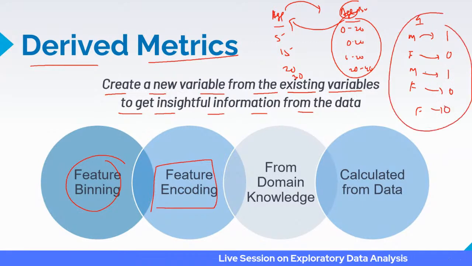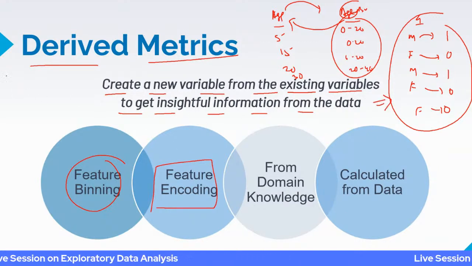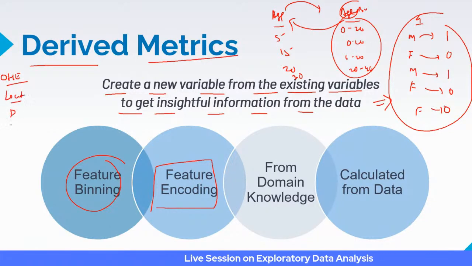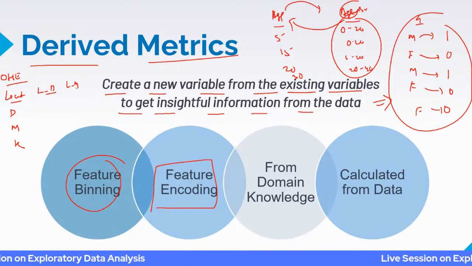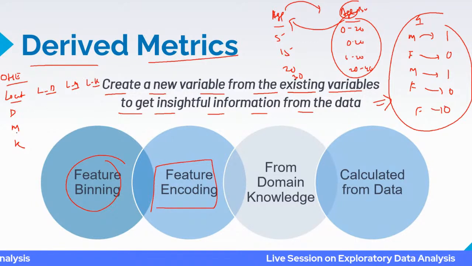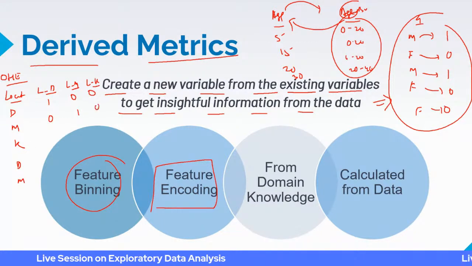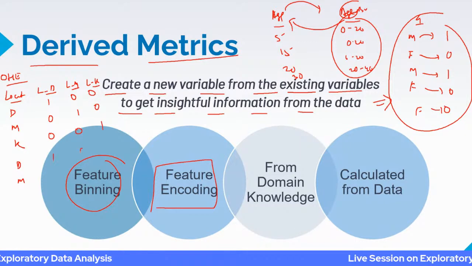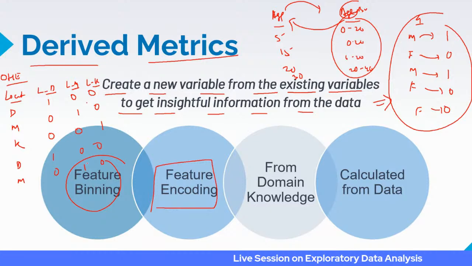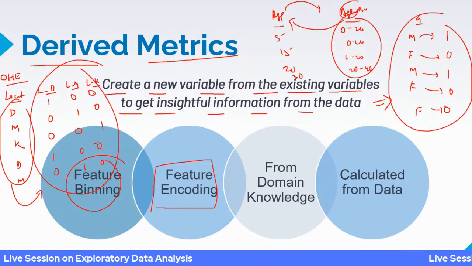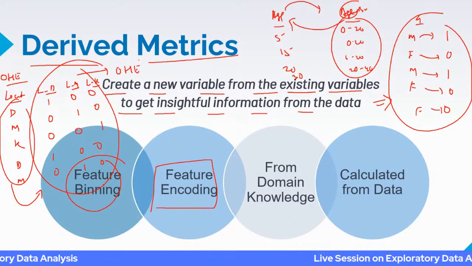This technique is called label encoding. Another technique is one hot encoding. Let's say you have location: Delhi, Mumbai, Kolkata. What we do is we create three columns: location Delhi, location Mumbai, location Kolkata. Wherever you see Delhi, 1 0 0, Mumbai 0 1 0, Kolkata 0 0 1, Delhi 1 0 0, Mumbai 0 1 0. Now this data has been converted from categorical data to numerical data. This concept is called one hot encoding.